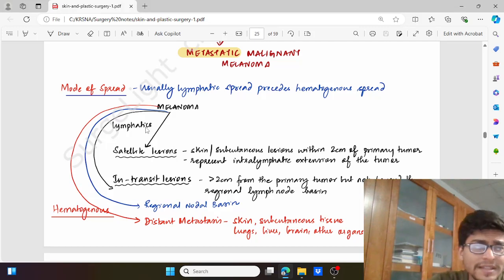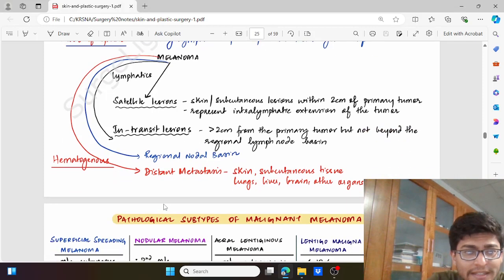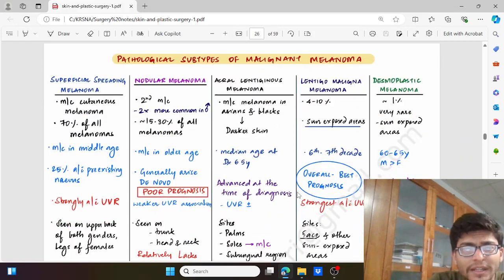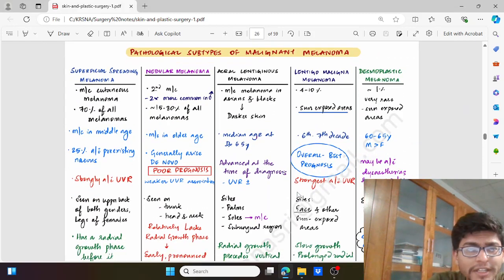So melanoma will have lymphatic spread causing satellite lesions, that is skin or subcutaneous lesions within 2 cm of the primary tumor, representing intralymphatic extension of the tumor. And they will also have in-transit lesions, that is more than 2 cm from the primary tumor but not beyond the regional lymph node basin. Then hematogenous spread, that is distant mets to the skin, subcutaneous tissue, lungs, liver, brain, and other organs. Now we see the pathological subtypes in short detail.